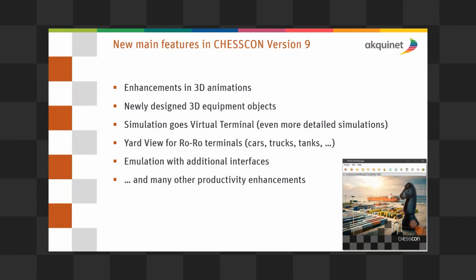I'm just mentioning this because nowadays in Bremerhaven, at the container terminal, they have taken away some of the containers to put US Army equipment on this place, and we could even depict this in our system, not mentioning the deeper reason, because I think everybody knows what I'm talking about. But the most important point is yard view. CHESSCON yard view is now not just for containers, but also for roll-on, roll-off terminals.